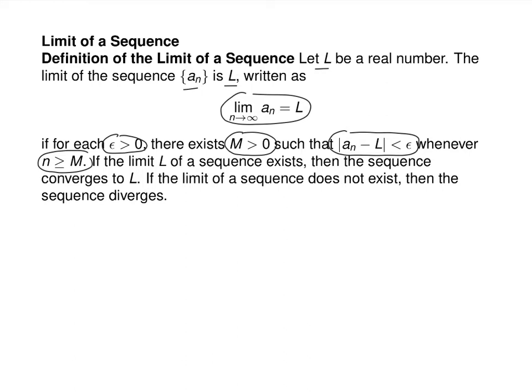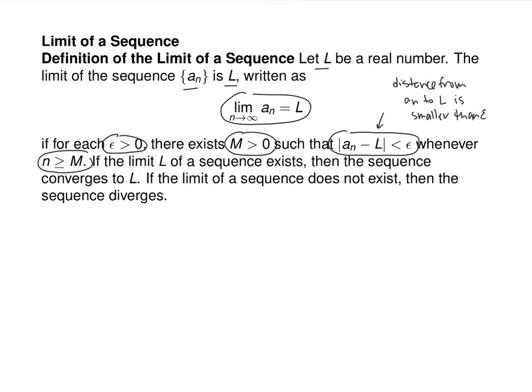So first of all, what this is saying is that the distance from a sub n to L is smaller than that epsilon.